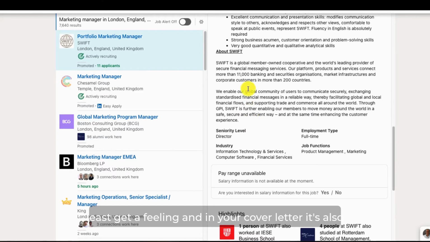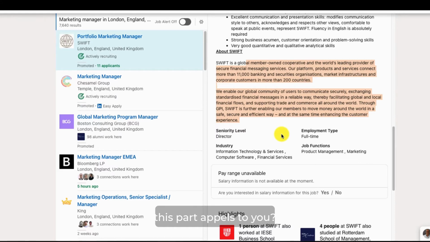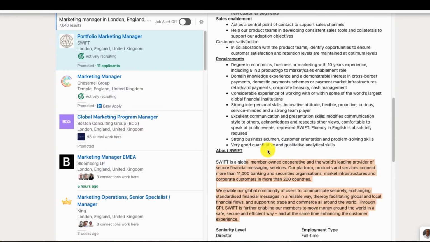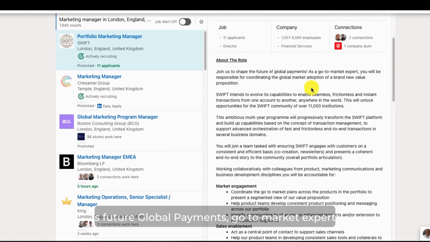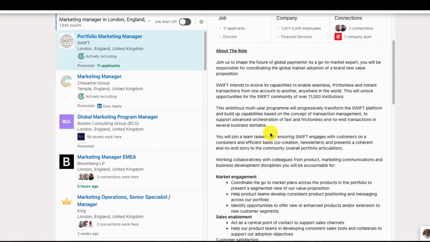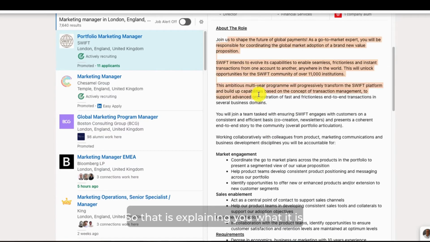And in your cover letter, it's also good to mention why you want to work for Swift. What in this part appeals to you? Why that company and why not somebody else? What about the ask? So this is future global payments, go-to-market expert, seamless, frictionless, fairly clear. Multi-year program. So that is explaining to you what it is, for you to decide, is this for you? Do you like it? This is much more for that than anything else.